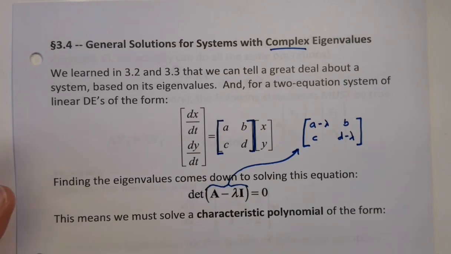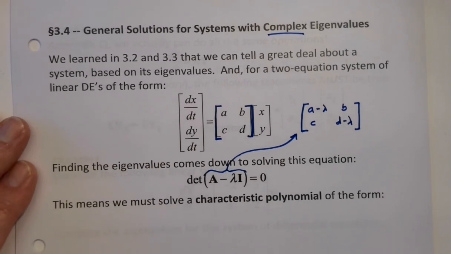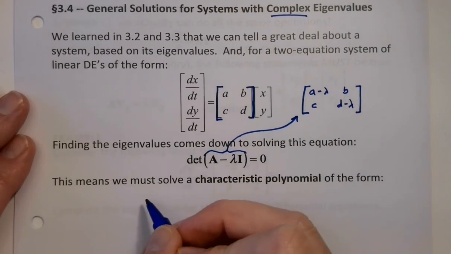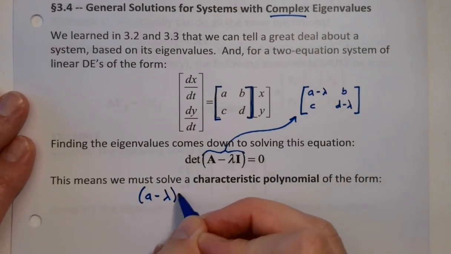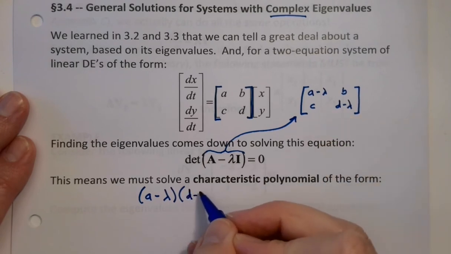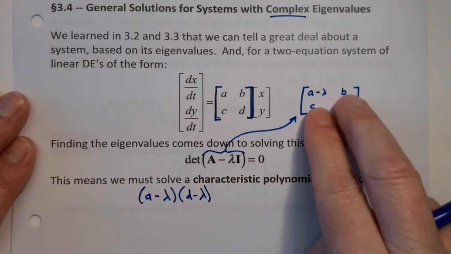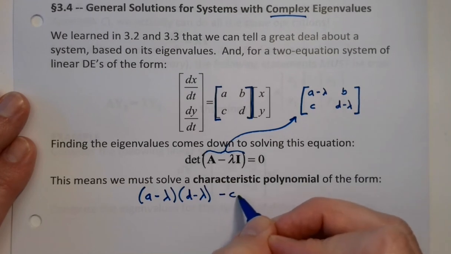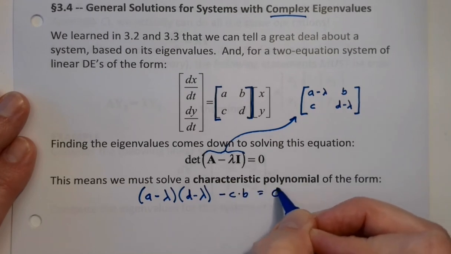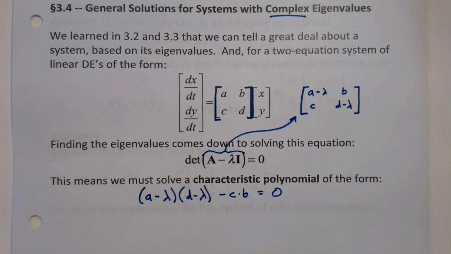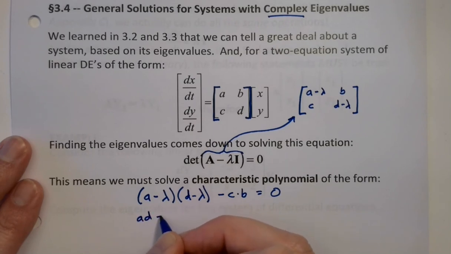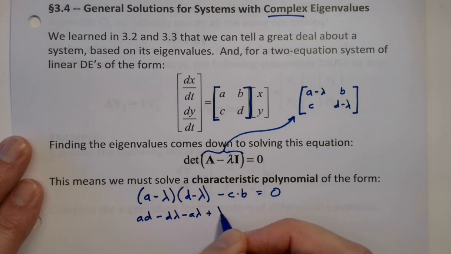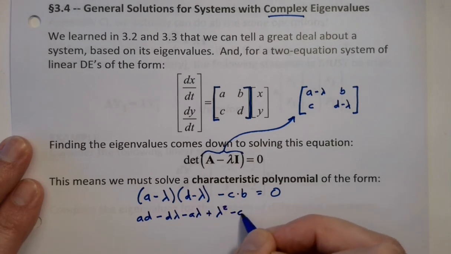And so that means we're actually solving a characteristic polynomial, a generic characteristic polynomial of this form. It'll be a minus lambda times d minus lambda, minus the product of those two values, so minus c times b, and that must be equal to 0. With a little bit of multiplication, we get that this is equal to ad minus d lambda minus a lambda plus lambda squared minus cb.